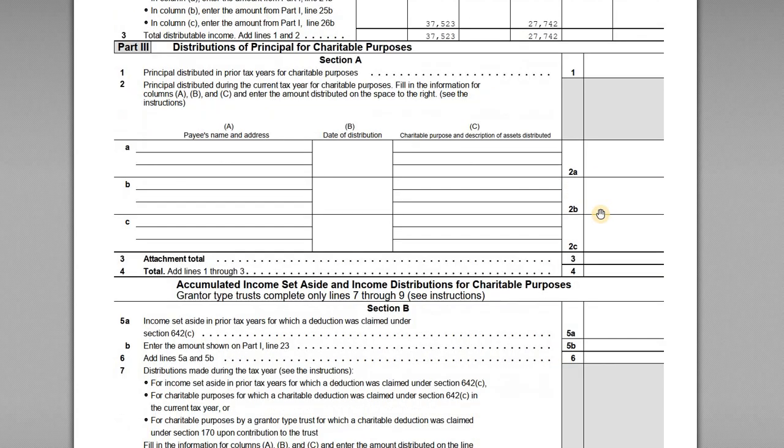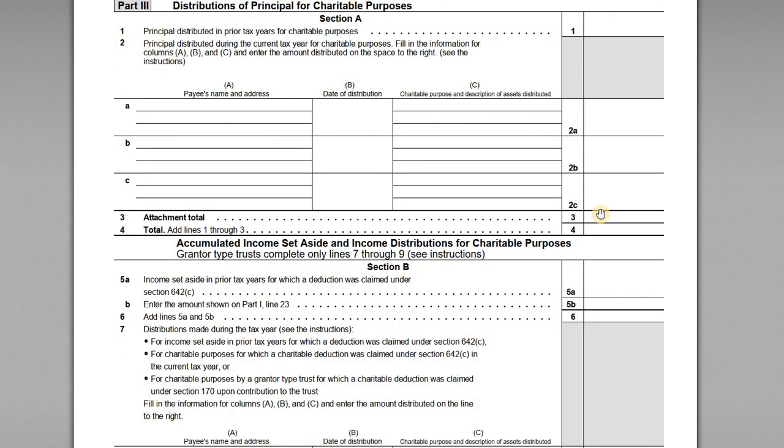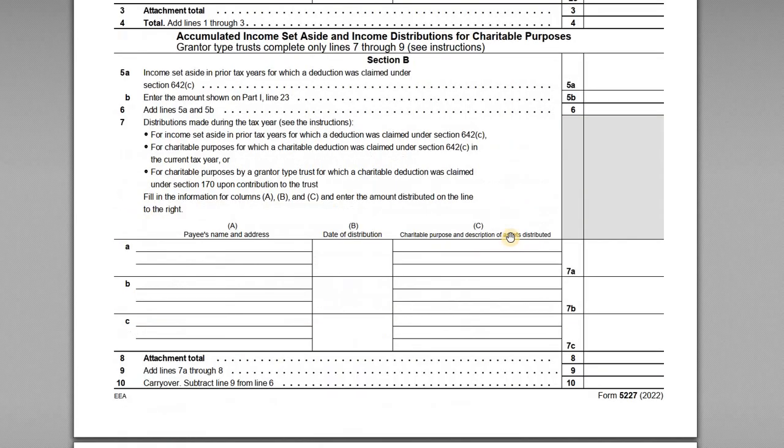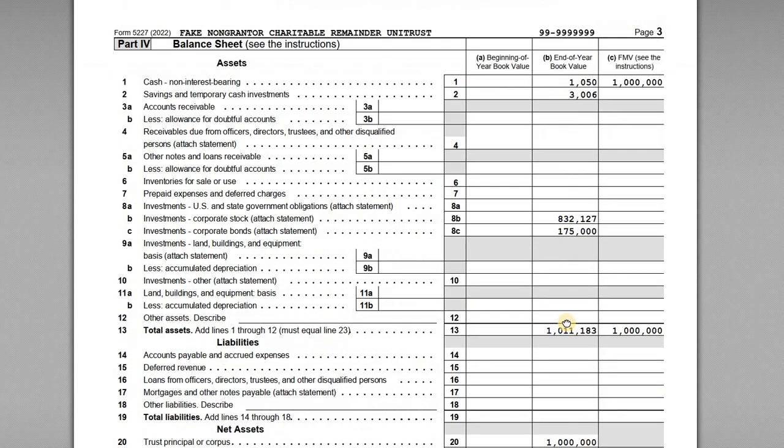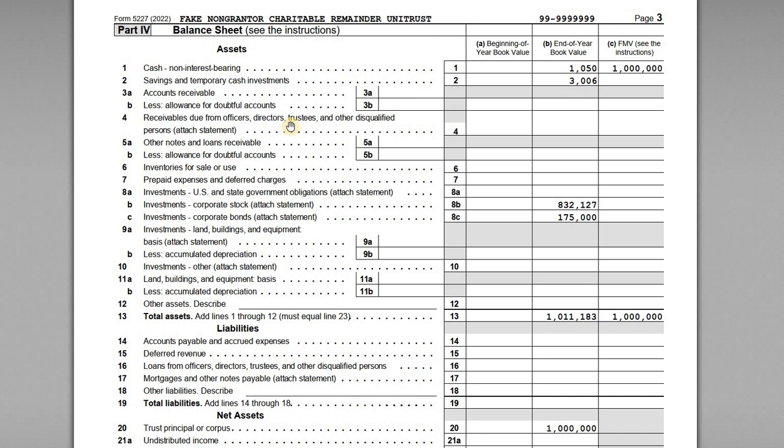Now in part 3, distributions for charitable purposes, we haven't set aside any income. We haven't distributed anything yet for charitable purposes because this is a CRT, a remainder trust. The only things that we've distributed are Unitrust payments to the income beneficiary. So we can leave these parts blank unless you actually had some distributions to a charitable beneficiary.